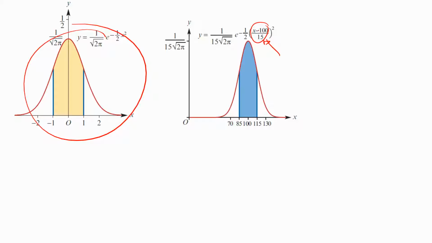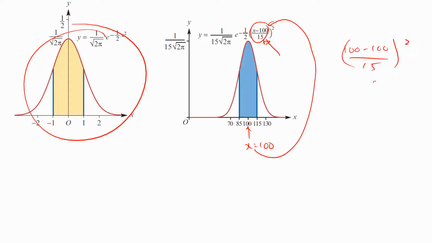If the mean was 100, if x was 100, well, you can see already, if I subbed it back in here, this will make it 100 minus 100 over 15 squared, which is 0, which is what I want. I want the mean to be 0. That's what it's doing. It's just moving this graph.